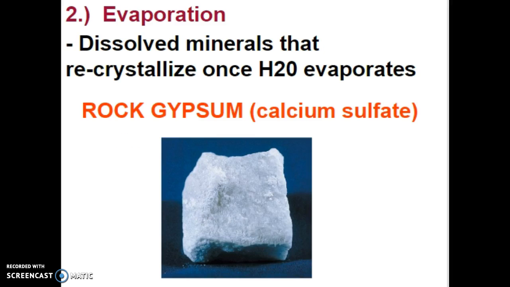Another chemical process is evaporation. So when there are dissolved minerals inside the water, once that water evaporates, it leaves those solid minerals behind. An example of an evaporite chemical sedimentary rock is what we call rock gypsum. This is when there's too much calcium sulfate in the water, and once that water goes away, calcium sulfate crystals are left behind.